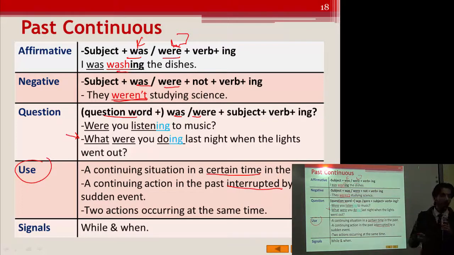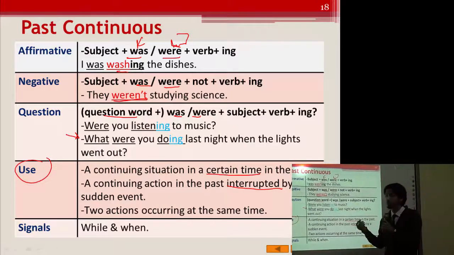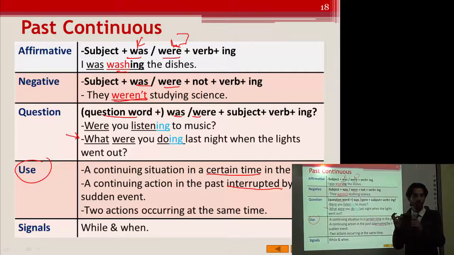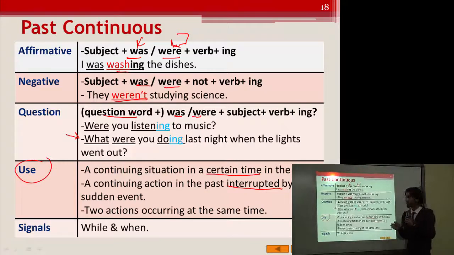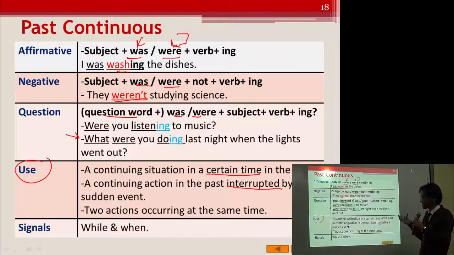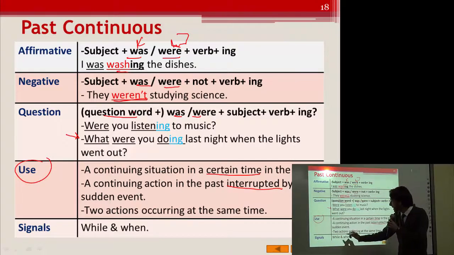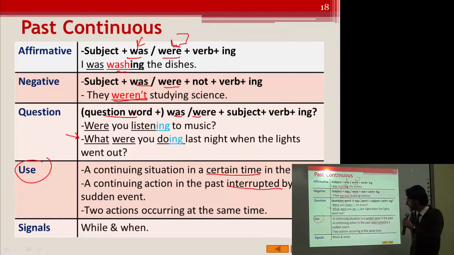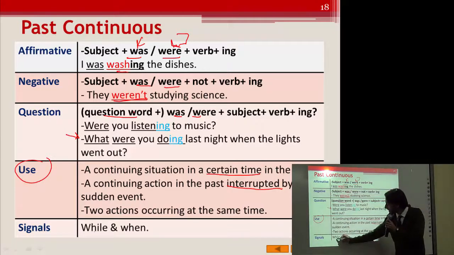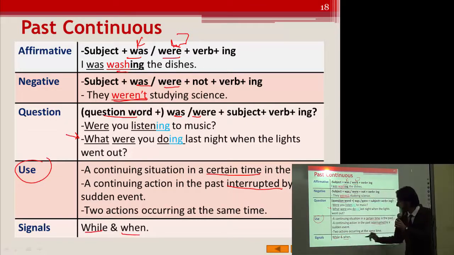For example, I was studying when the electricity went off. And "went off" here is the short action, and it interrupted the action of studying. The past continuous is used for two actions occurring at the same time. We use signals like while and when.